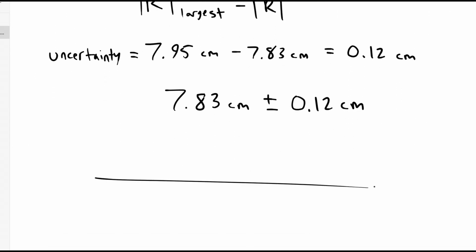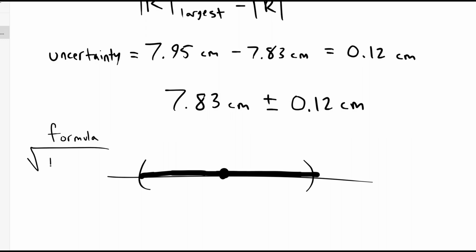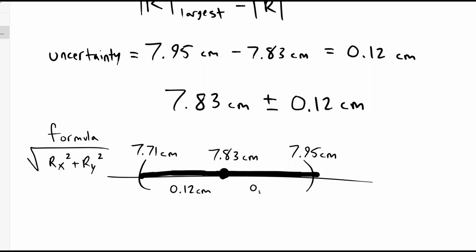So if I did an interval for my magnitude using this method, according to the formula approach of radical Rx squared plus Ry squared, I believe my magnitude is in this range from about 7.71 centimeters up to 7.95 centimeters, where half of the width of the interval is just the 0.12 that I had calculated.